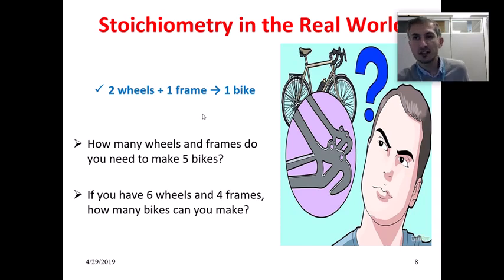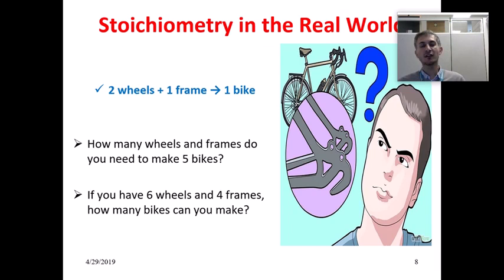But if we change the level of our question, if you have 6 wheels and 4 frames, how many bikes can you make? Think about that and see, are you able to get the answer? The strategy you use to answer this question, we call it stoichiometric calculation. If we have 6 wheels, it means we need 3 frames. So we have 4 frames. So for 6 wheels and 3 frames, we can make 3 bikes. But we have 4 frames, 1 extra, but we don't have any more wheels.